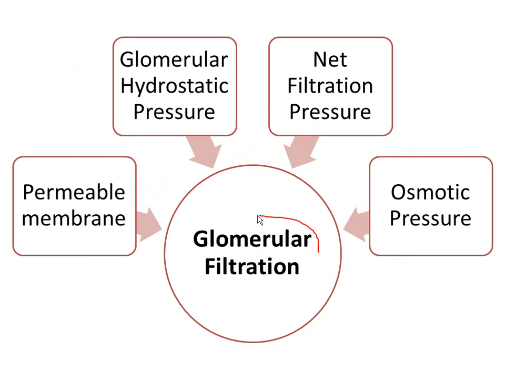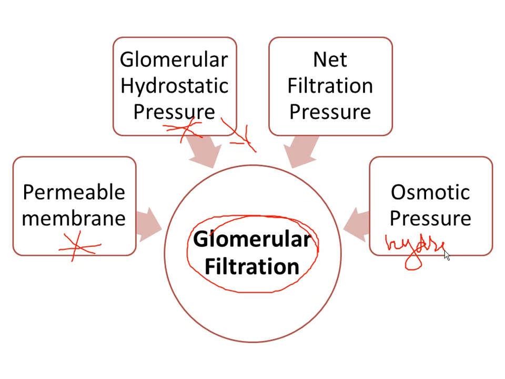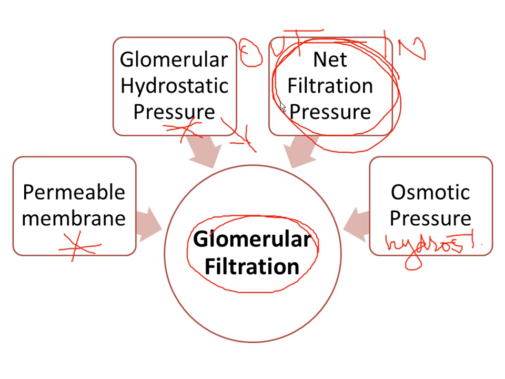So our ability to do filtration here is dependent on the fact that we have a pretty permeable membrane. Remember, it's fenestrated with slits caused by podocytes. We have this glomerular hydrostatic, or this blood pressure, pushing out, and then we have an osmotic pressure and we have a hydrostatic pressure. Right? We got two pressures pushing in. The difference between the out versus the in is called net filtration pressure. That's what's actually going to drive filtration.